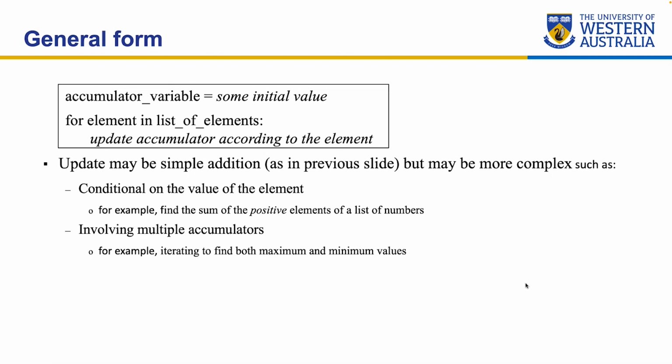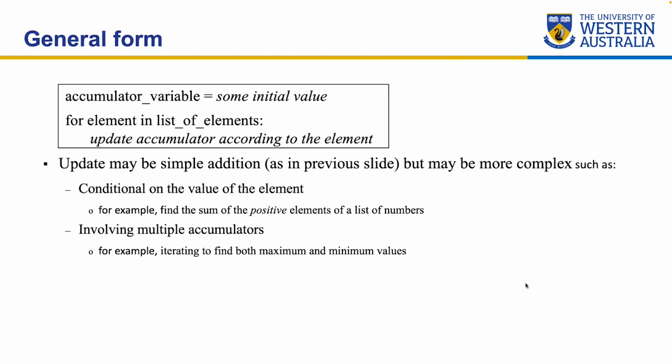And then you use the for loop to go through the list of elements, and then you update your accumulator variable based on what you find in your element. Okay, the update may be simple addition, but it can be as complex as conditional on the value of the element. For example, if you want to ignore all the negative values, then you might have a condition to check that before you add it. So find the sum of the positive elements here.